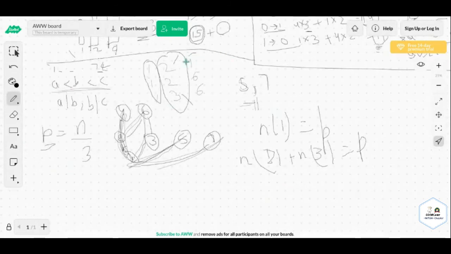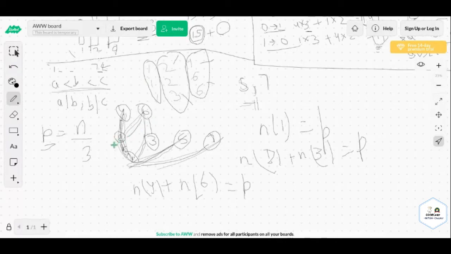Also, in the third place for the C, we have either 4 or 6. So the number of 4s plus the number of 6s should be equal to p. Okay, and if it is not the case, then the answer doesn't exist. And there are two more conditions here.